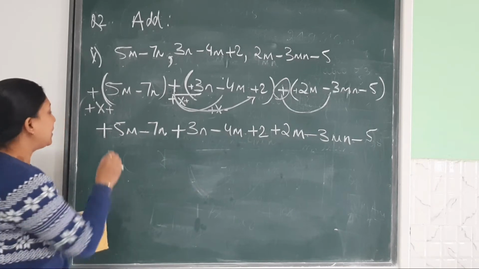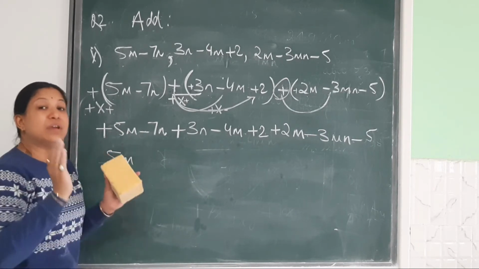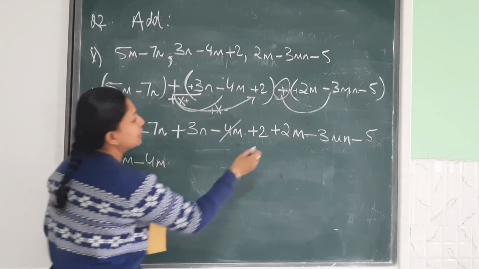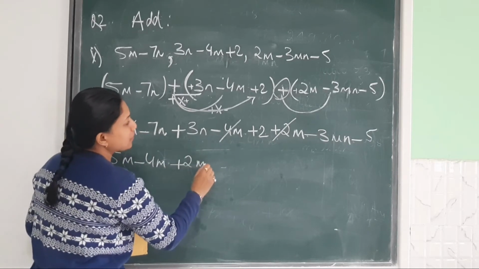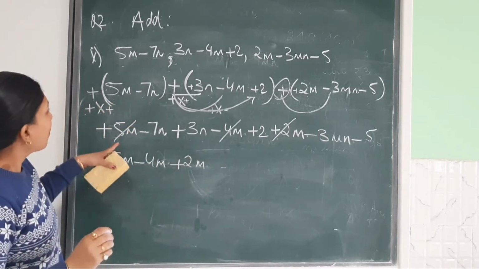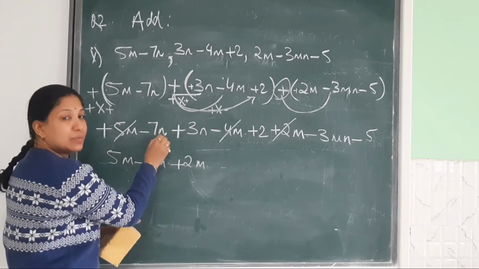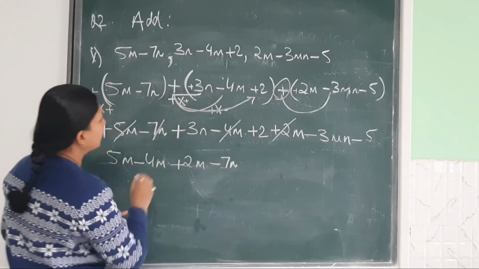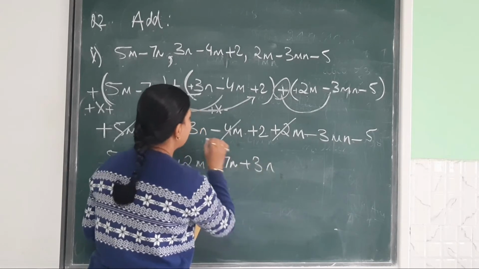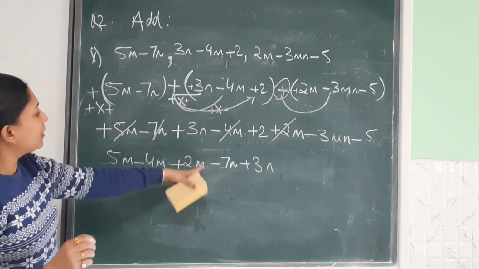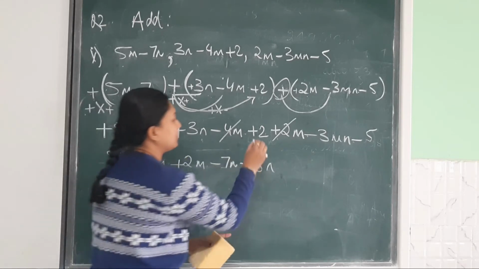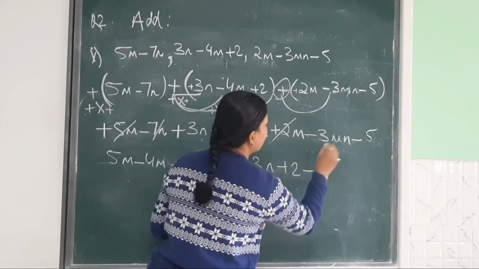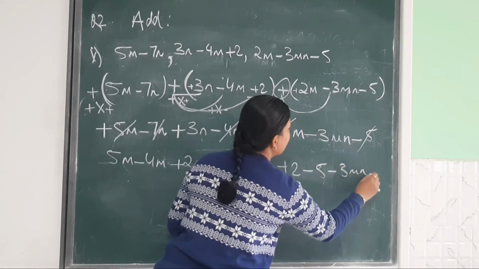Now we will arrange it in like terms. First I will write down all the variables with m. 5m. Here I have 4m. Then I have 2m. Yes, that much. Now what else do we have here? See, now variables with n. Minus 7n. Then do we have any other? Yes, the next one, 3n. See, 7n, 3n. What else do we have now? Constant values. So this is plus 2. This is minus 5. And now you have the last one, 3mn.